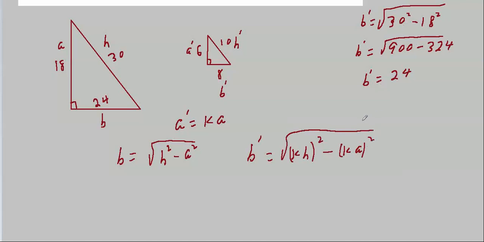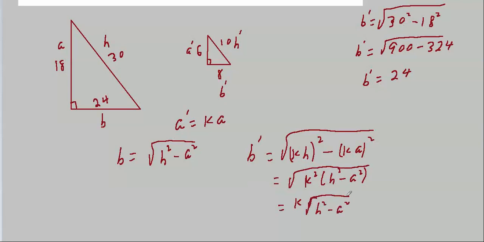Oh, that looks interesting. What have we got here? We've got a k squared in each term here. So we could write the square root of k squared times h squared minus a squared. But now we can pull this outside the square root. And we can write k times the square root of h squared minus a squared. There we go.